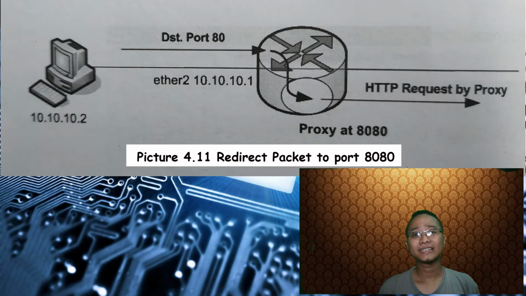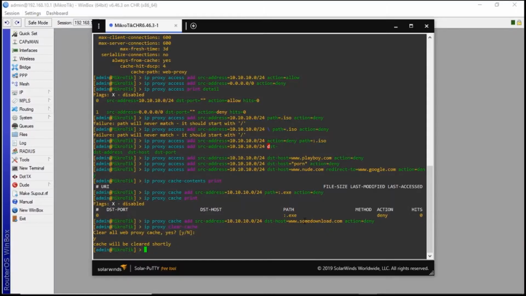To implement a transparent proxy, we divert or redirect HTTP traffic with destination port 80 to the port that the proxy uses, port 8080. You can look at picture 4.11 to see the illustration of the process of diverting HTTP packets that go toward the internet into the proxy. To redirect HTTP data packets, you must configure the NAT firewall with chain equal dstnat and action equal redirect. The command that you can use is like this. Okay.